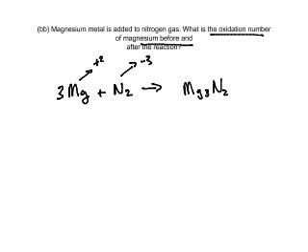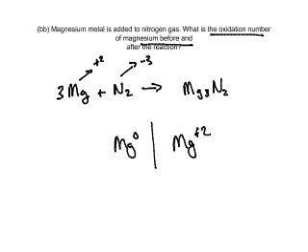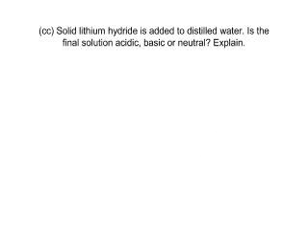What's the oxidation of the magnesium before and after the reaction? Mg is 0 before, and Mg is +2 after. So that's not too bad. You need to know that, really. One thing that's kind of interesting about these problems is they're kind of giving you some hints in the question: is the final solution acidic, basic, or neutral? For example, in CC here, it's probably not neutral.